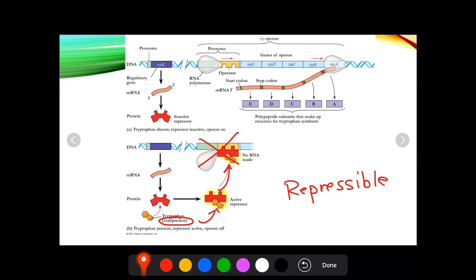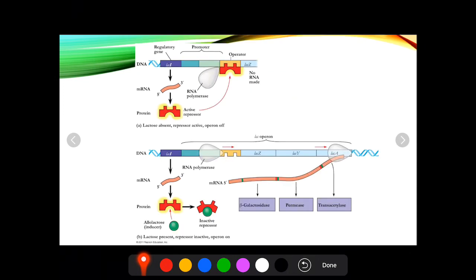If you don't have it, then your repressor stays inactive. That's going to allow the polymerase to bind to the operator, promoter, go, genes are expressed, life is good. Questions there? Again, we're only thinking prokaryotes right now.